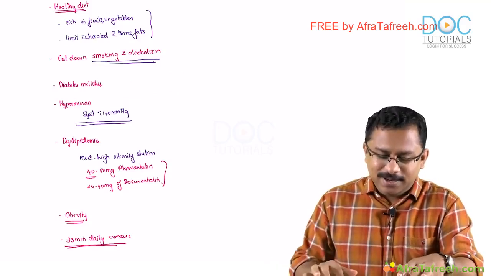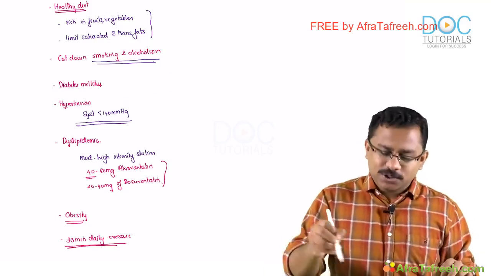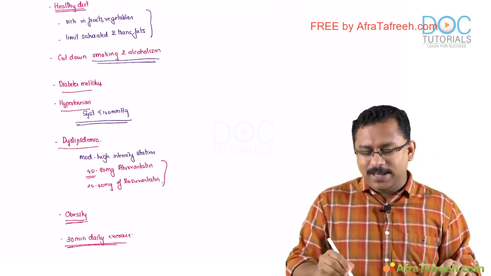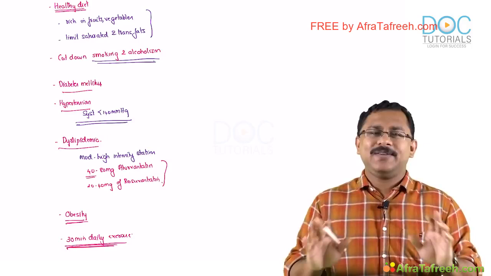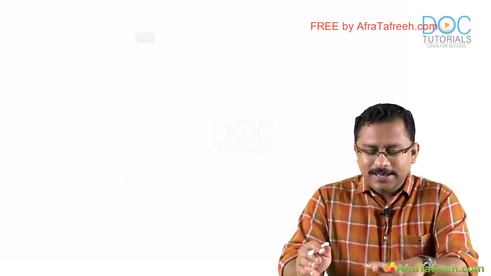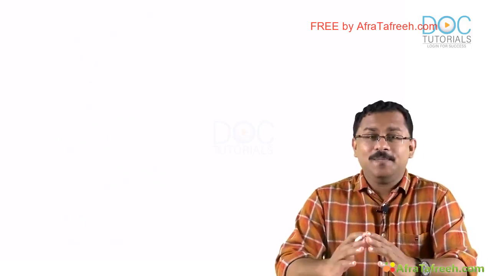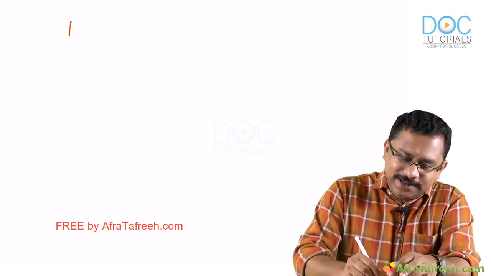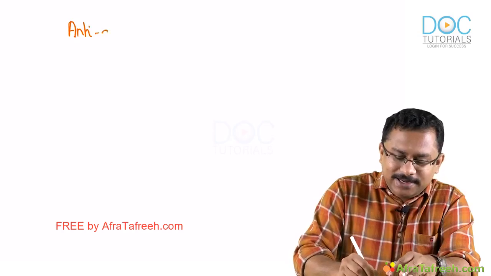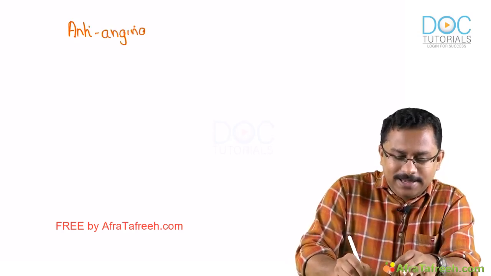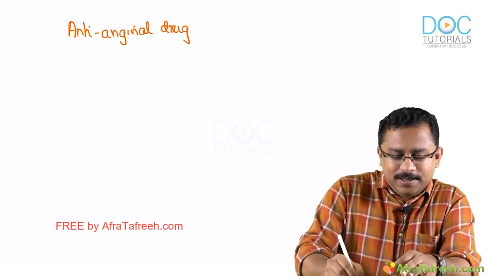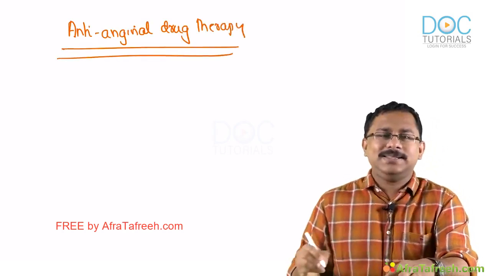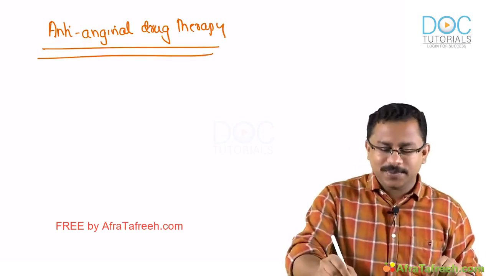So this is about the risk factor management. It's important to have a healthy diet, cut down smoking and alcoholism, and control diabetes, hypertension, dyslipidemia, and obesity. Daily exercise is very, very important. So that's about the risk factor management. Now, the second aspect of management is regarding the anti-anginal drug therapy. So, what are the drugs that are used in the management of chronic stable angina? That is what we are going to learn.